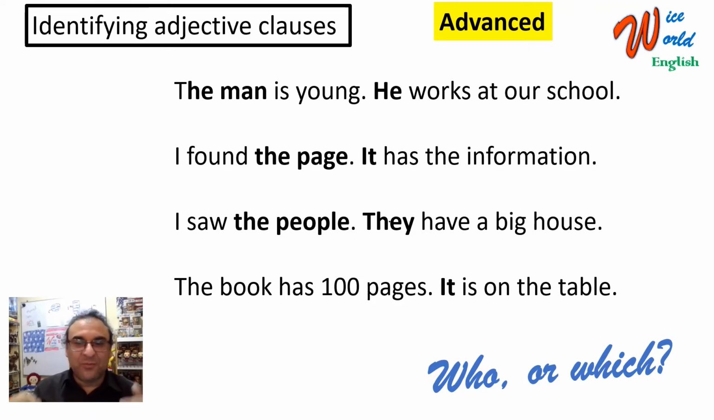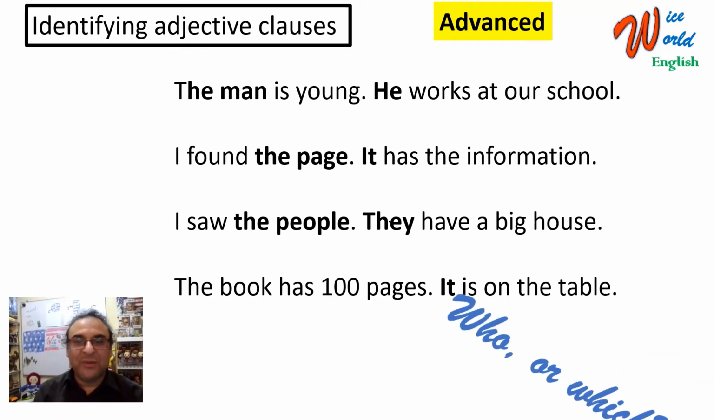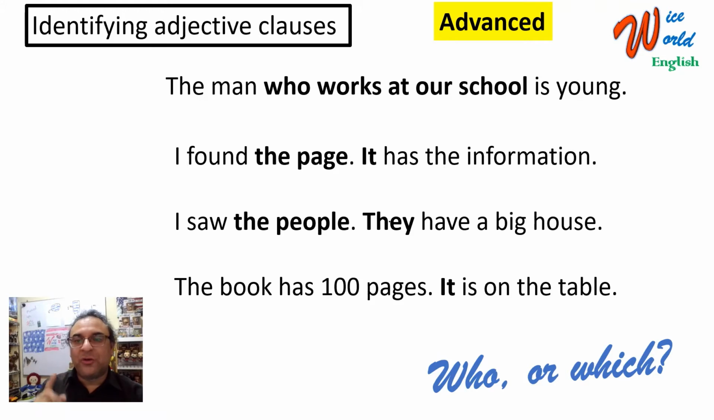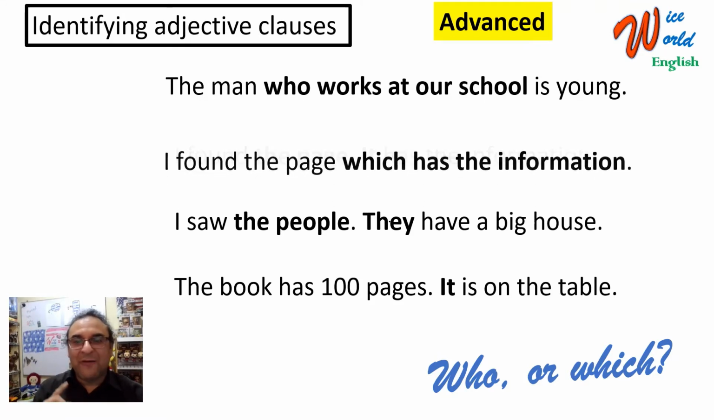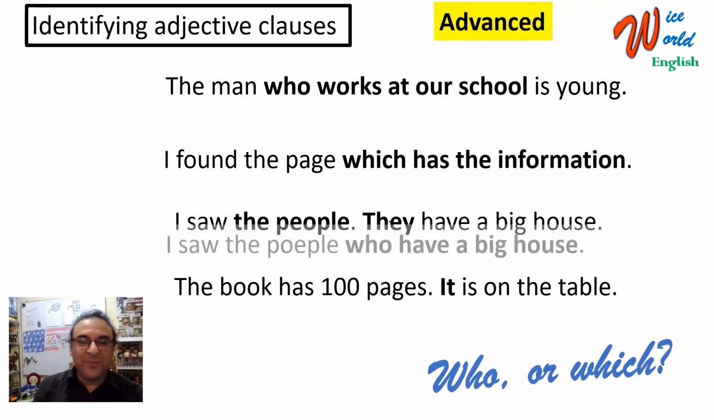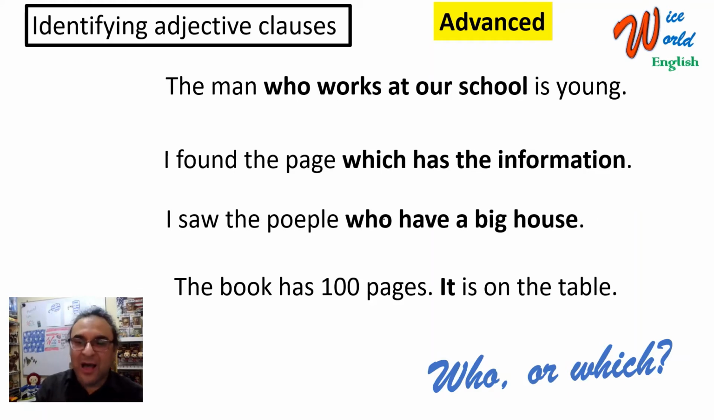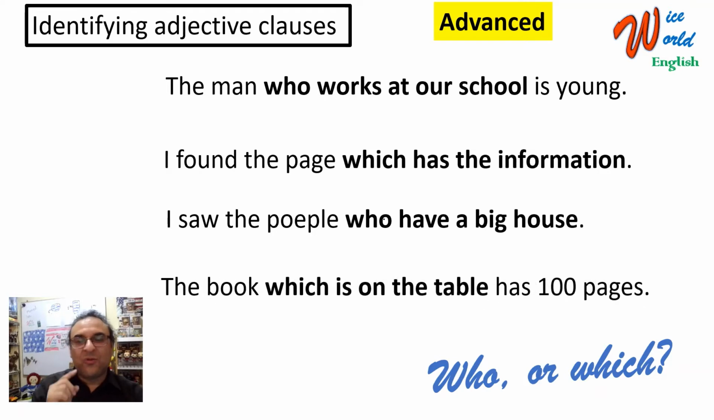So very fast, pause the video and write your sentences using adjective clauses. I hope you have paused the video, and now let's check the answers very fast. The first one will be: the man who works at our school is young. The second one would be: I found a page which has the information. The next sentence would be: I saw the people who have a big house. And the final sentence is: the book which is on the table has 100 pages.